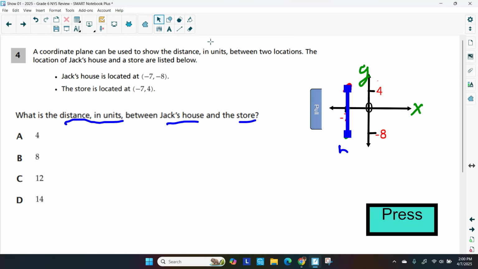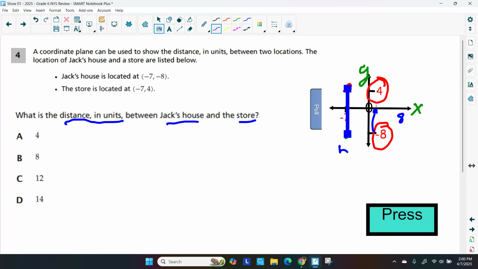Let me go back here and start counting my distance from, and let me get back to my pen. Did I get back to my pen? Okay. So I'm going to be counting from -8, all the way up to 4. Well, let's count from -8 to the x-axis. So from -8 up to the x-axis, that's 8 spaces.